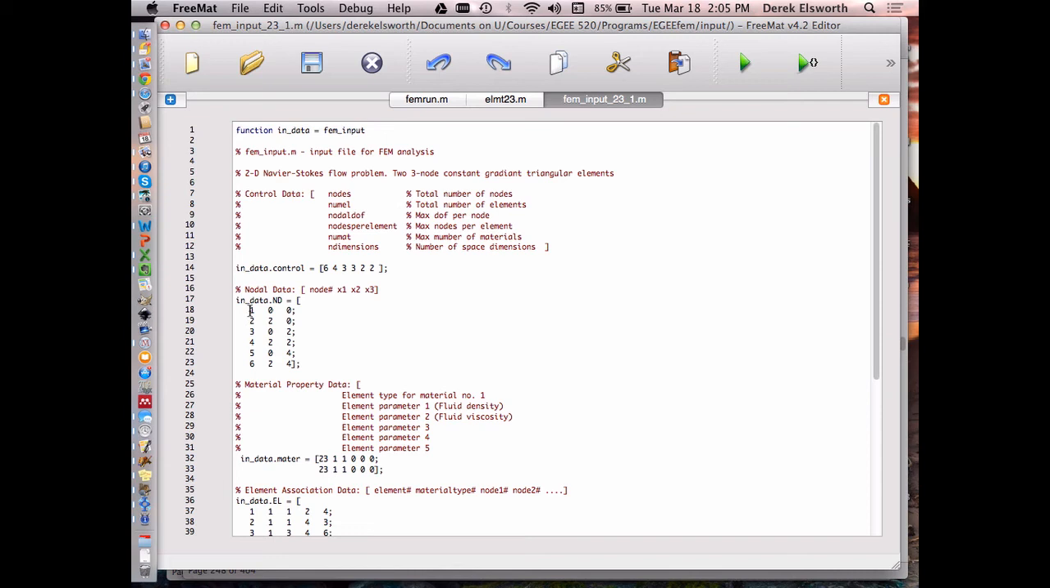Node 1. Total number of nodes is 6. Total number of elements is 4, as you remember. Total number of degrees of freedom per node is 3: velocity x, velocity y, pressure. Nodes per element are 3. Number of materials is only 1, but we can put in 2. Number of dimensions, x and y, is 2. That gives us enough storage locations to do it. Node number 1, x 0, y 0. Node number 2, x 2, y 2.